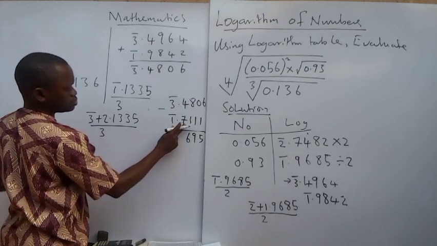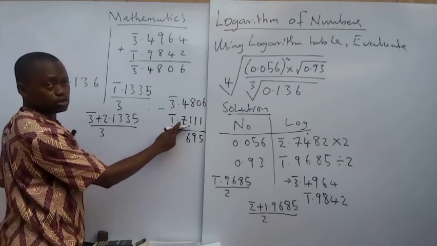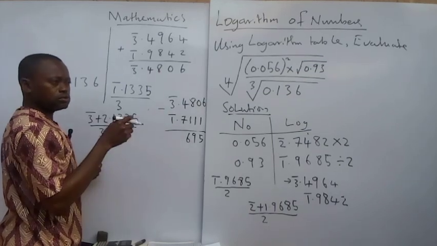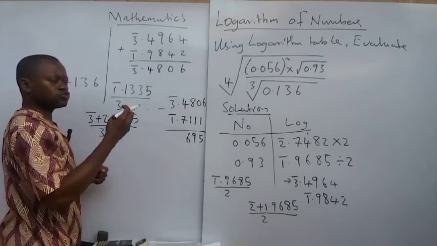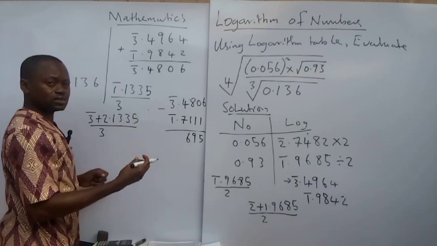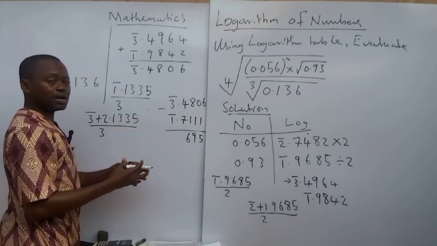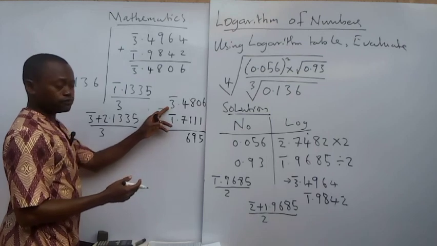4 minus 7, not possible. I'll borrow 1 from here. So you are taking away minus 1 from the already existing minus 3. It is now, you add what it is. So it will now be minus 4. So this will step down to minus 4.